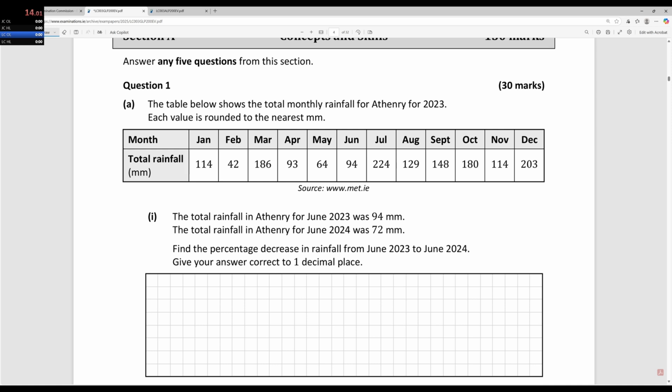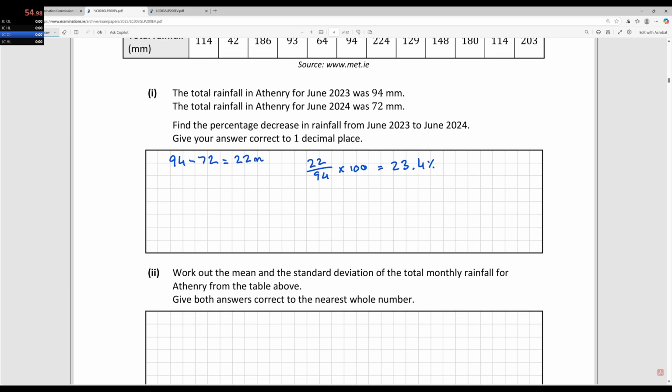Table below shows total monthly rainfall for Athenry. Each value is rounded to the nearest millimeter. The total was 94 in 2024. Find the percentage decrease. Okay, I did say this to some of them, so that's okay. So we have to find the decrease first off. So it went from 94 to 72, so that would be 22. And to find the percentage decrease, we do 22 over 94 multiplied by 100. Correct to 1 decimal place, 23.4%.